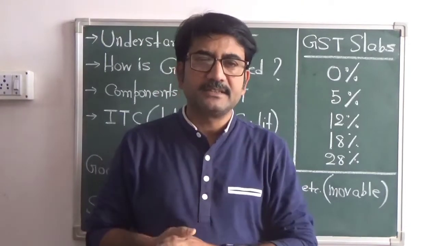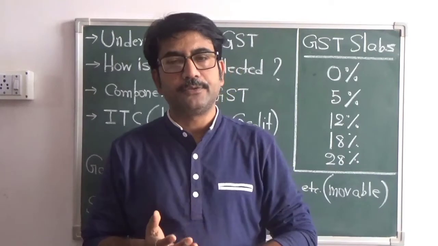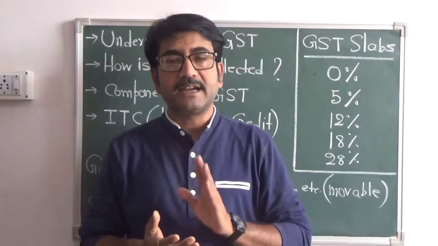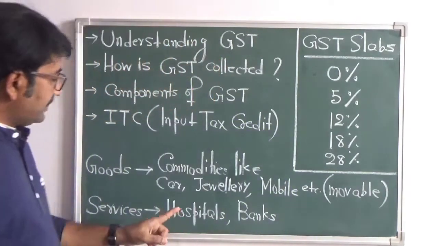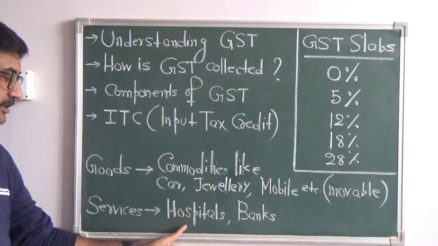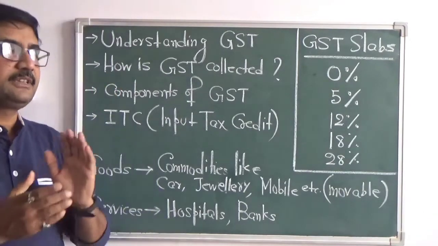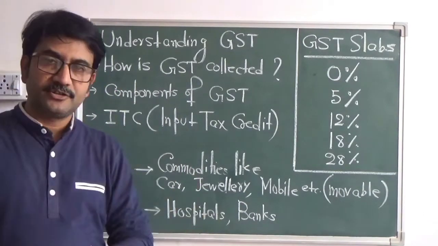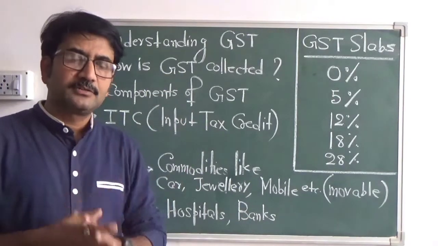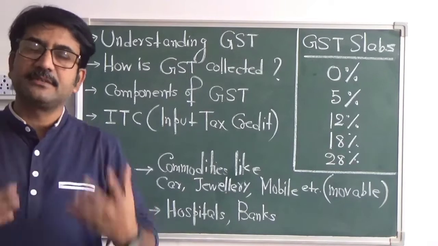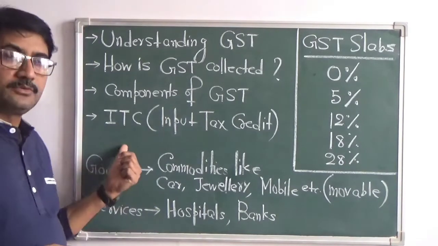Second is services. Services means anything other than goods, money and securities, but includes activities relating to the use of money. For example, hospitals and banks. In hospitals, we pay the consultation fee of doctors and we get treatment or diagnosis. In banks, we deposit our money and we get loans. So these are all the different types of services that we get, right? So GST is applicable on both goods and services.